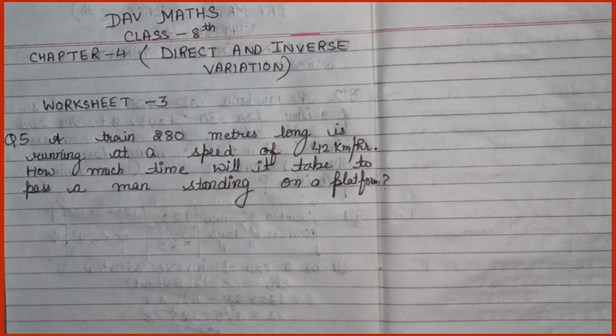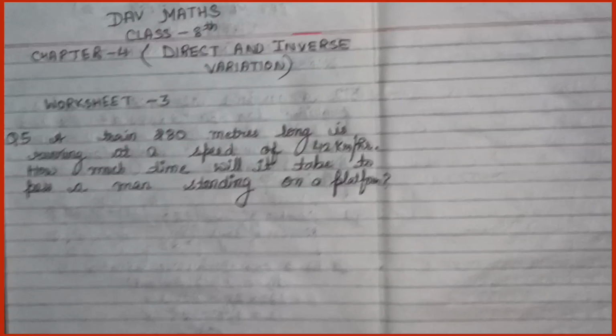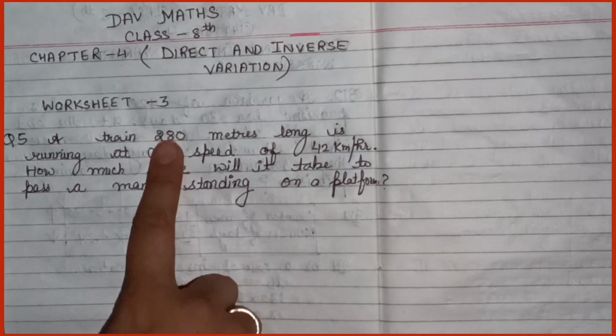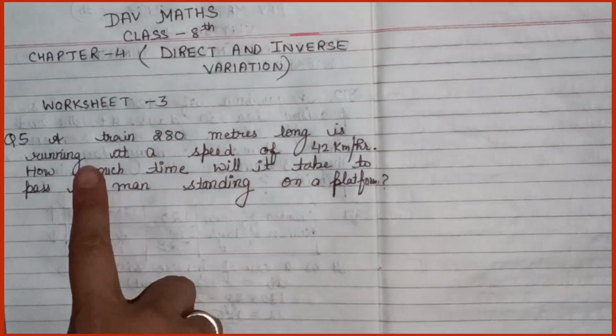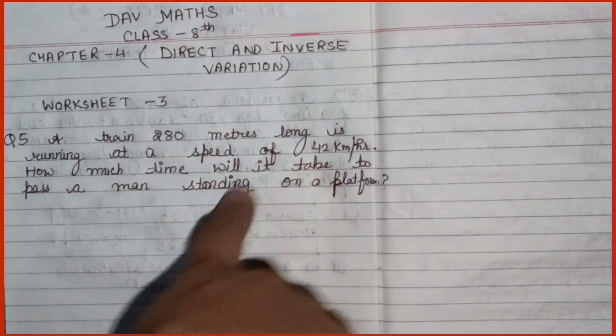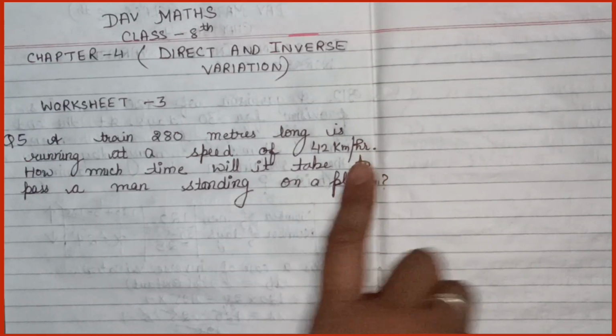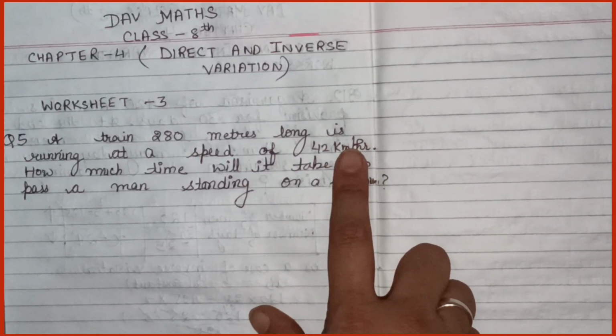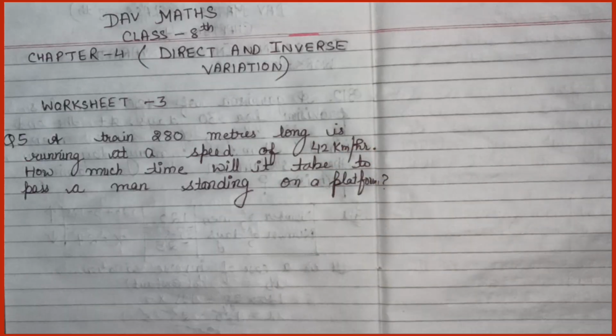Question number 5 is: a train 280 meter long is running at a speed of 42 km per hour. How much time will it take to pass a man standing on a platform? In this question, we are given that the length of the train is 280 meter and the speed of the train is 42 km per hour. Firstly, we have to convert these units to meter per second.